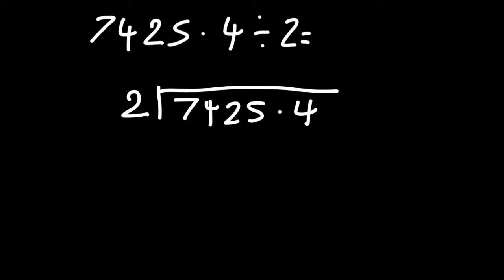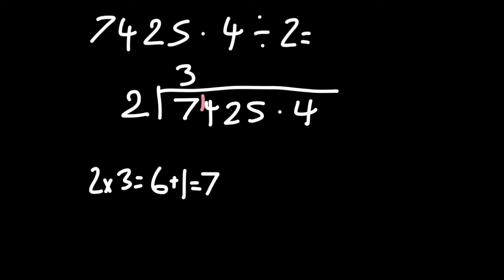So how many 2's go into 7? We know 2 times 3 will give us 6. So we'll write the 3 up there, and we have 1 remainder in order to make 7. So we'll carry the 1 remainder over to the 4. So this time, how many 2's go into 14? We know 2 times 7 will give us 14, and we'll have no remainders. Alright. Next number. How many 2's go into 2? Well, we know 2 times 1 will give us 2 with no remainders again.